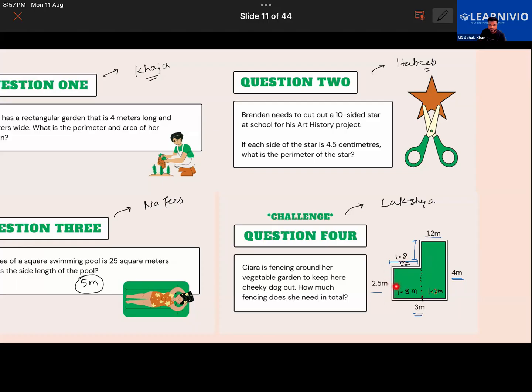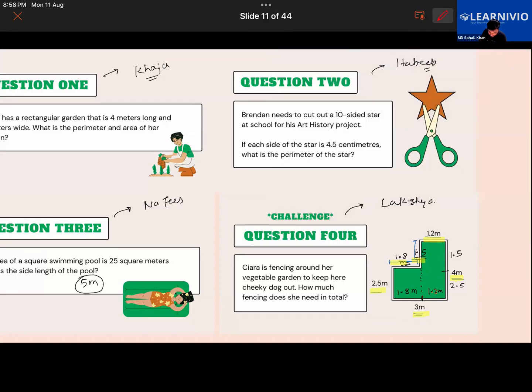Then look at this much here. This much is 2.5, so this much will also be 2.5 now. Since the total length of this side is 4 meter, we are trying to find the length of this side, which will be equal to this much portion. So that will be 4 minus 2.5, and that's going to be 1.5. Now we are going to add it up. 1.5 plus 4 plus 3, 2.5, 1.8, and 1.5.